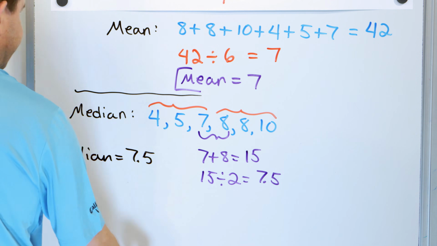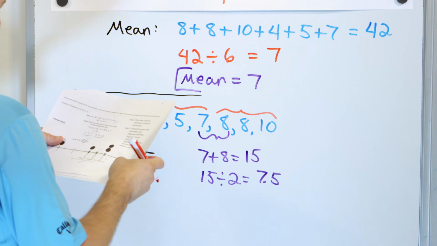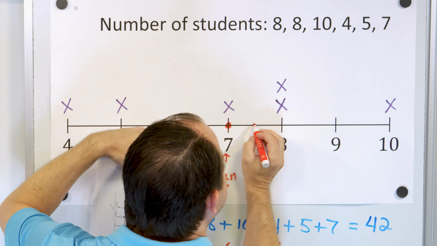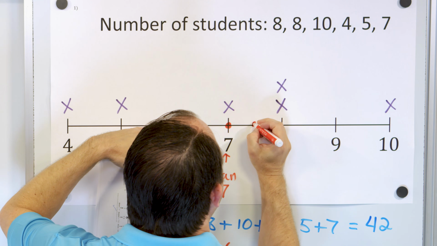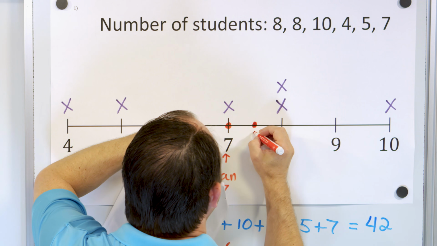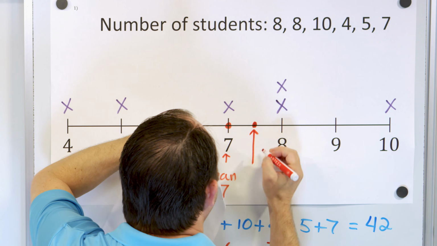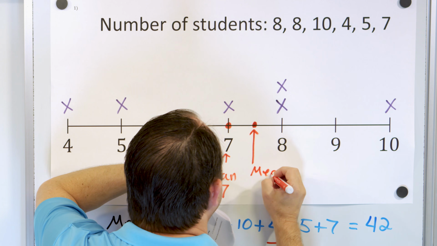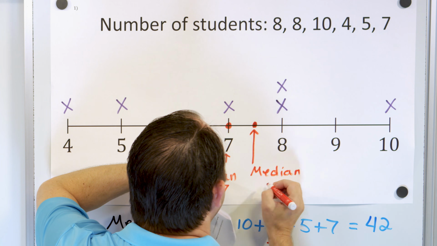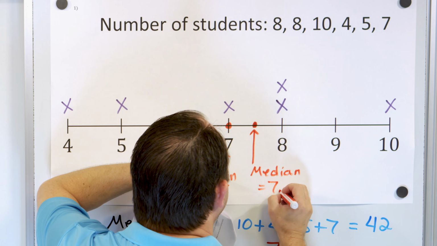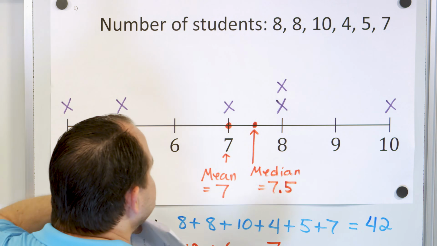So let's take a look on our chart where the median lies. So here's 7, here is 8, 7.5 is right here in the middle. I'm trying my best, it's not exact. But I can basically do something like this, put a little arrow here, and I can say median is equal to 7.5. Median is equal to 7.5.